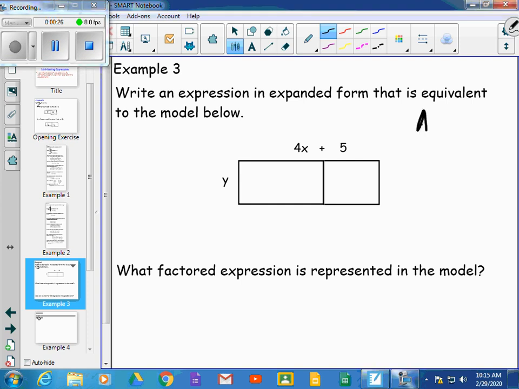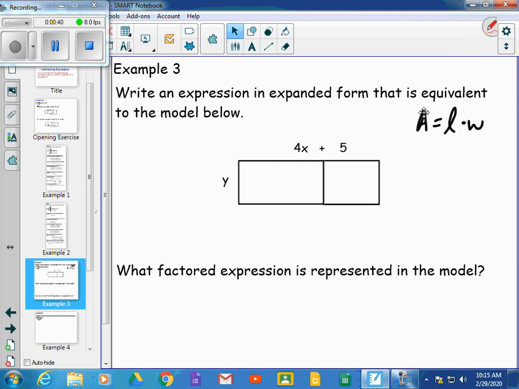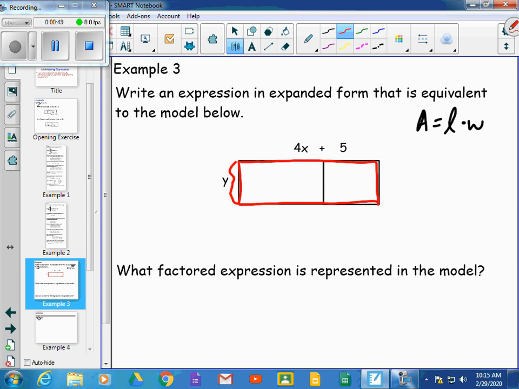And from previous years or from geometry, we've learned that area equals length times width in order to find the area of a rectangle. So we could assume that we have one large rectangle here, and the dimension of this length is going to be y, and the dimension of this entire width is going to be the 4x plus 5.